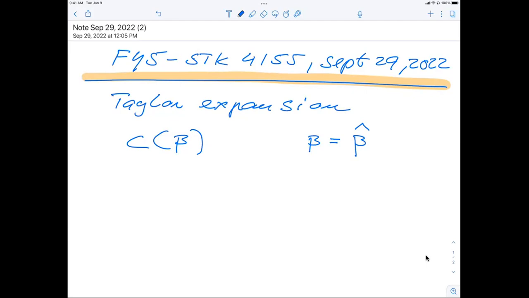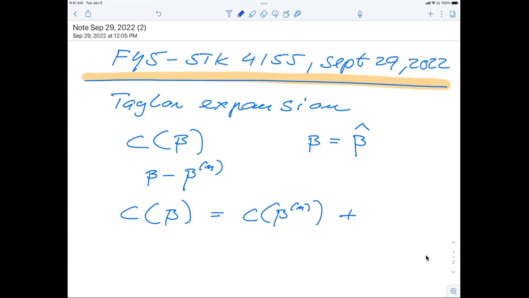When we then performed a Taylor expansion, we did it around beta minus, so I'm just going to use beta instead of beta hat, minus the result from the previous iteration. The cost function expanded around this beta n value is given by a constant term, C of beta n here. And then we had plus a term which was given by the gradient. This gradient is calculated for beta n. So G is the gradient of the cost function.